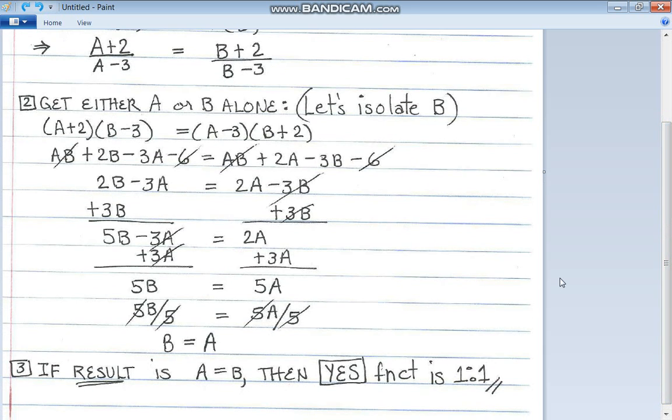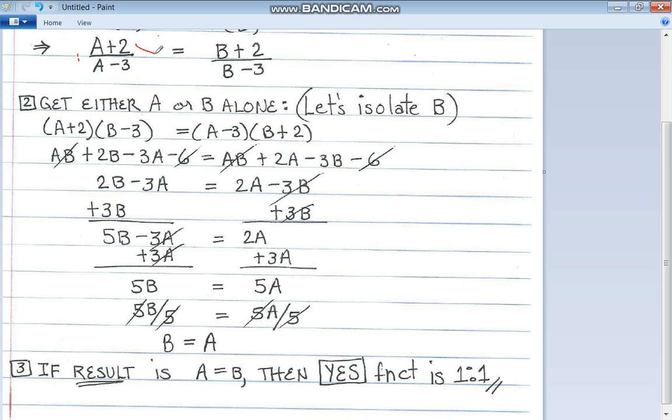Okay, step 2. Now we need to isolate either the a or the b and see if it's equal to the other variable. We chose to isolate the b. Well, this is a fraction equal to a fraction. We can get rid of the fractions by multiplying both sides by the LCD, but it's even easier if you have a single fraction equal to a single fraction. You do cross multiplication equals cross multiplication.